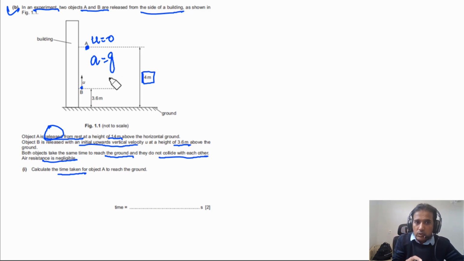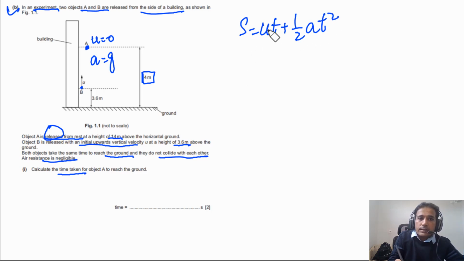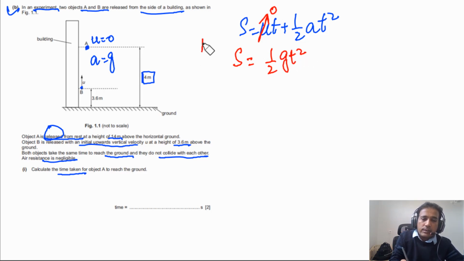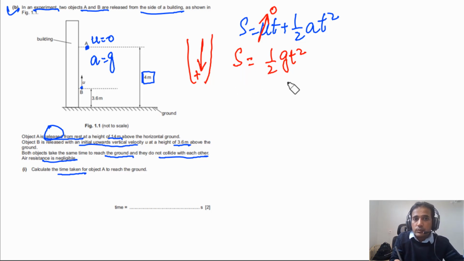As acceleration is constant, we can use SUVAT equations. So simply we can use s is equal to ut plus 1/2 at square. In this case, u is equal to 0. So we can say s in this case will be equal to 1/2 gt square. We are taking downwards as positive. As we are taking downwards positive, it means s is positive, g is also positive.